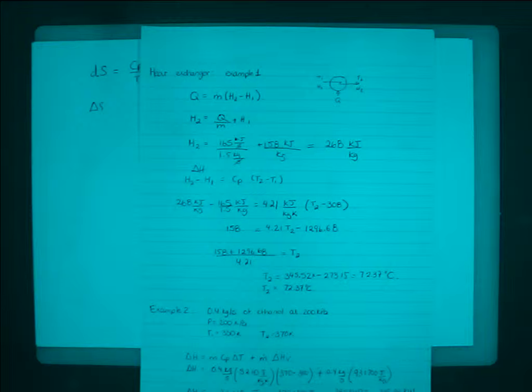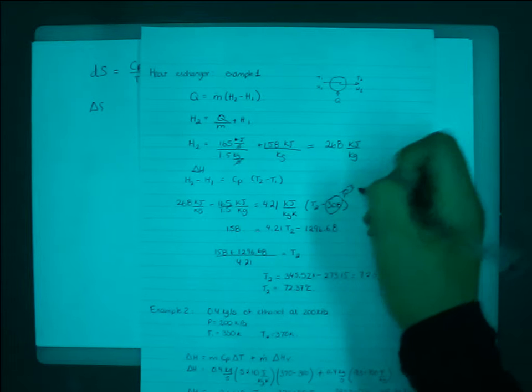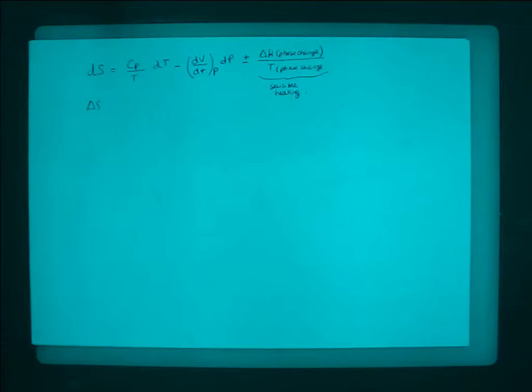Right? So now let's have a look at the second example. In this example, we have 0.4 kilograms per second of ethanol at 200 kilopascal heated in a heat exchanger from 350 kelvins to produce a saturated vapor at 370 kelvins. A saturated vapor is a vapor at the boiling point of the substance. Okay, so we have ethanol. What is the boiling point of ethanol? Does anyone know?